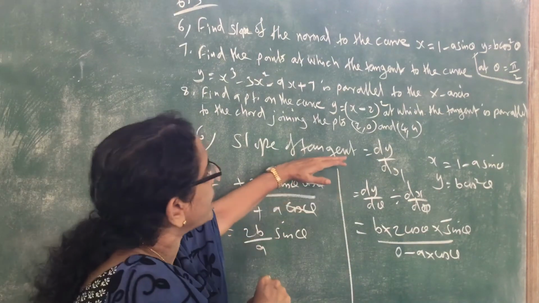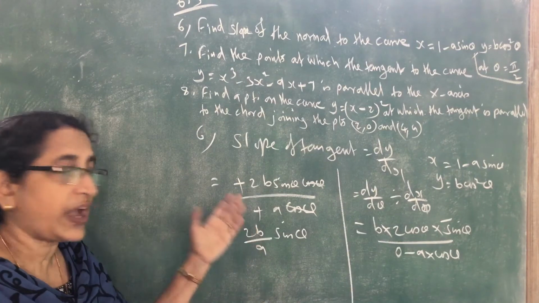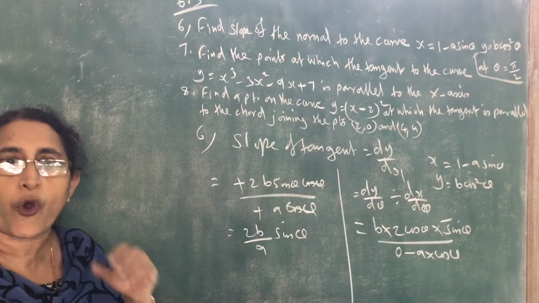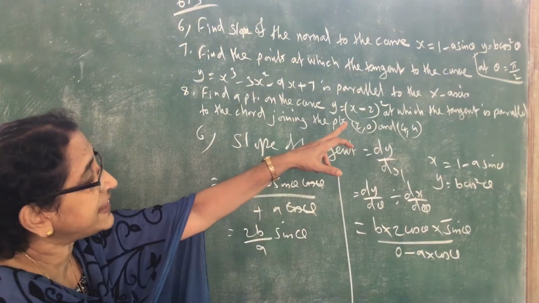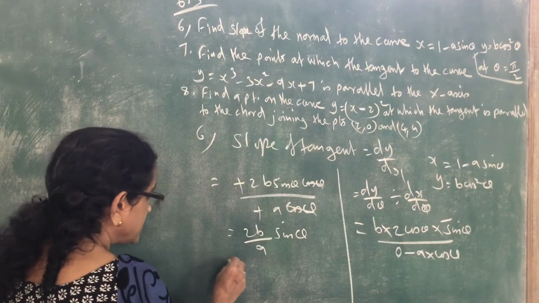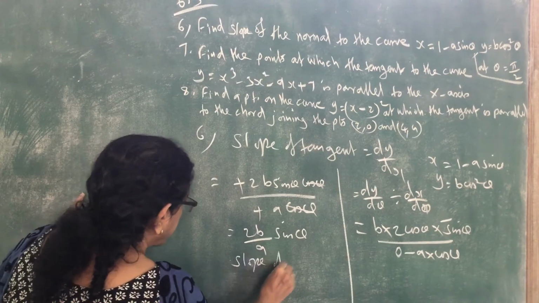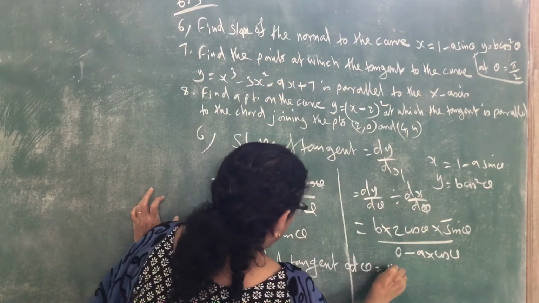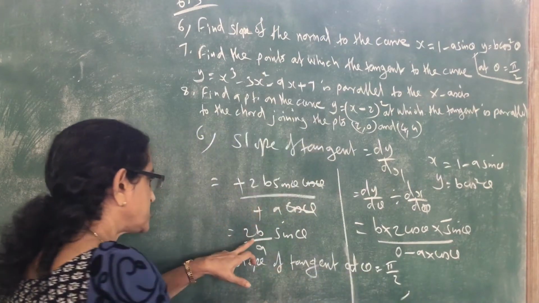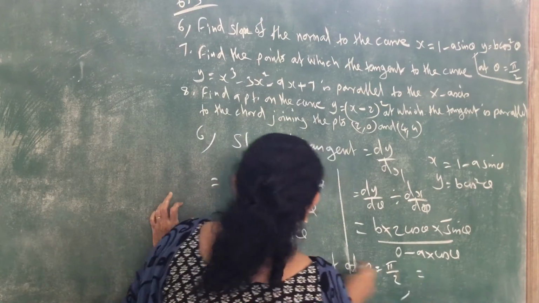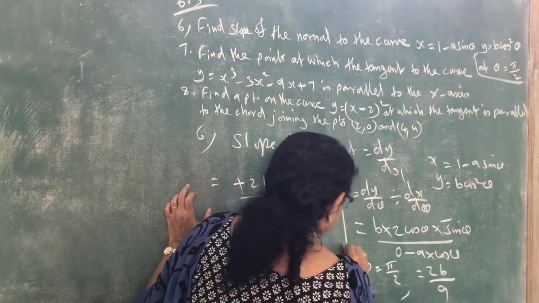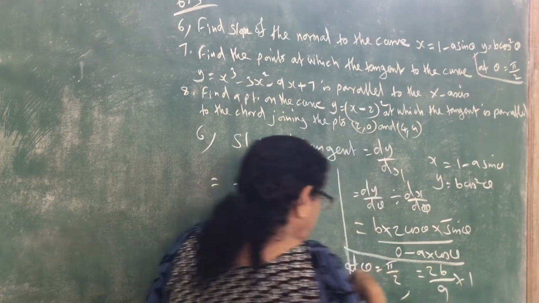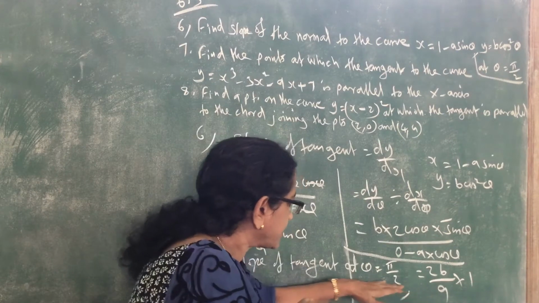Now we want to find the slope of the tangent at theta equal to pi by 2. Slope of the tangent and slope of the normal are always some numbers, so we substitute the point. Here we substitute theta equal to pi by 2. So slope of the tangent at theta equal to pi by 2 is 2b divided by a into sin theta, that is sin 90, that is 1. So 2b by a. This is the slope of the tangent at theta equal to pi by 2.